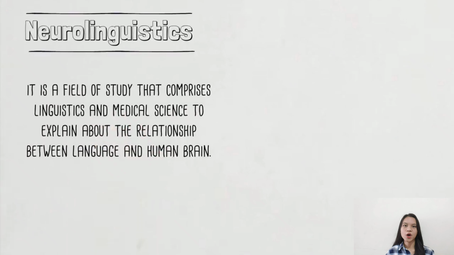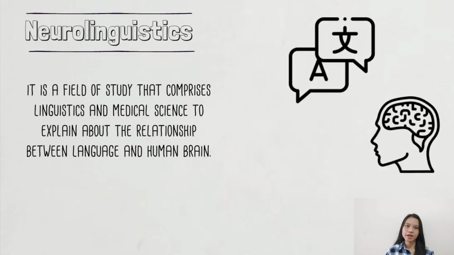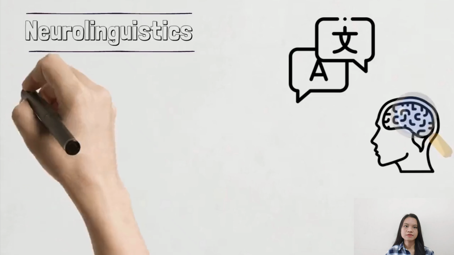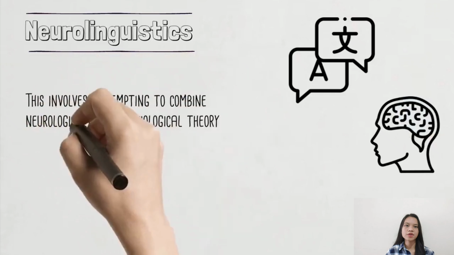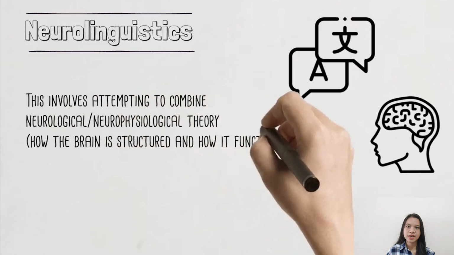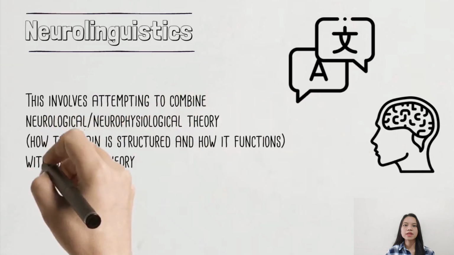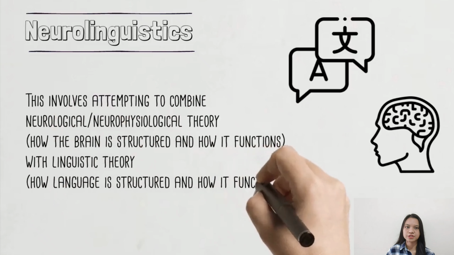Neurolinguistics tries to answer those questions. But what is neurolinguistics? Neurolinguistics is a field of study that comprises linguistic and medical science to explain the relationship between language and the human brain. It tries to explore how the brain understands and produces language and communication. This involves attempting to combine neurological or neurophysiological theory, how the brain is structured and how it functions, with linguistic theory, how language is structured and how it functions.